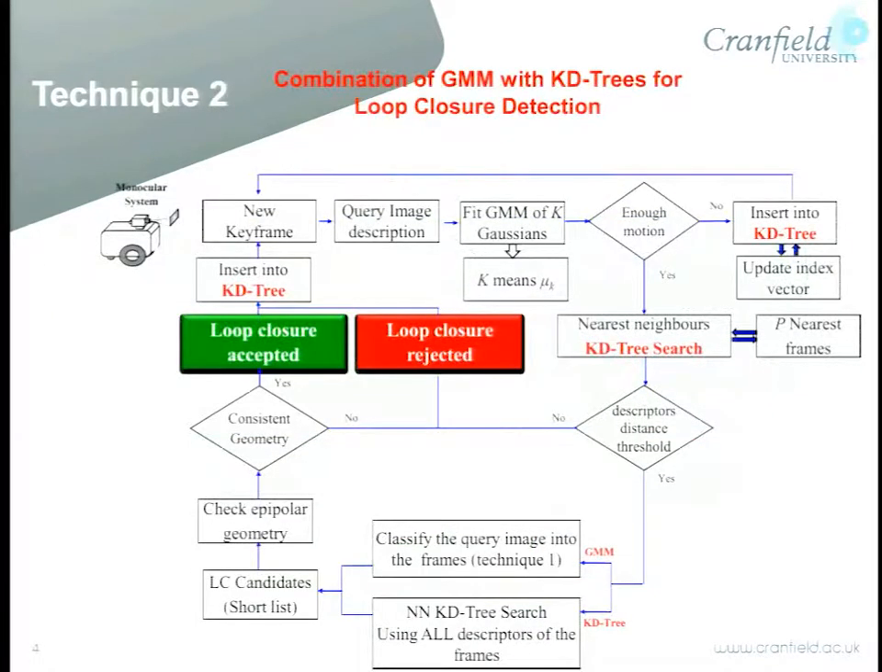The second technique is based on a combination of GMM with KD trees. Given a query image, a GMM will be fitted to the extracted descriptors. Again, if not enough motion has occurred, a KD tree is constructed over the k-means. This process is repeated until we have enough motion, in which case a nearest neighbor search is performed in the KD tree after assessing the quality of these matches. If no frame passes this threshold, loop closures will not be declared. Otherwise, there are two options. The first one is to use the technique described before, and the second one is to use the full KD tree data structure. If epipolar geometry is successful, the loop closure is accepted. Otherwise, it will be rejected.